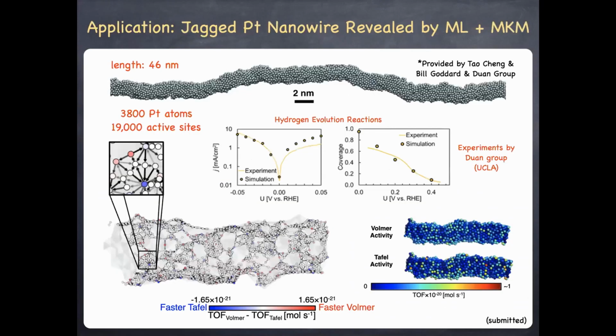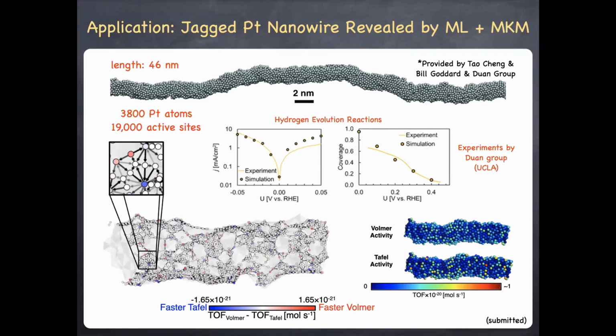And in fact, this label site representation work was motivated by this experimental work by Duan Group at UCLA and Bill Goddard at Caltech. The figure I show on the top is the jagged platinum nanowire. It's a platinum nanowire with very rough surfaces. And this jagged platinum nanowire has been shown to demonstrate enhanced hydrogen evolution kinetics. But the mechanism was still unclear.